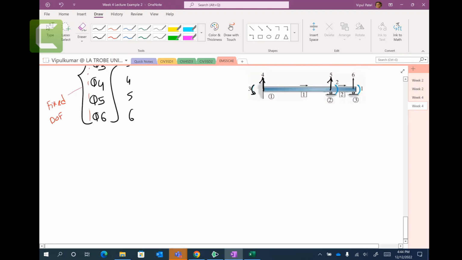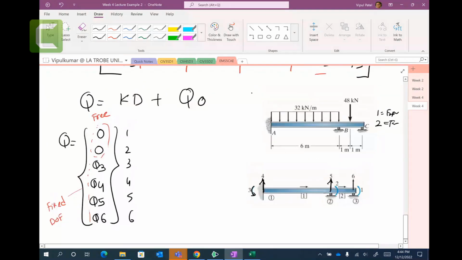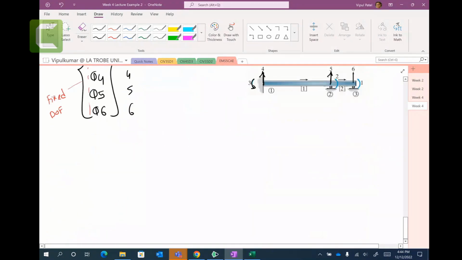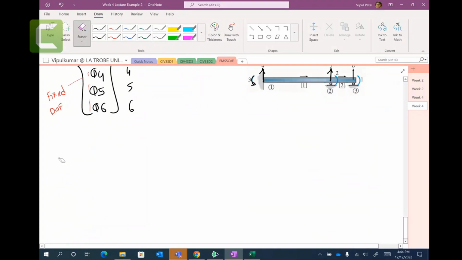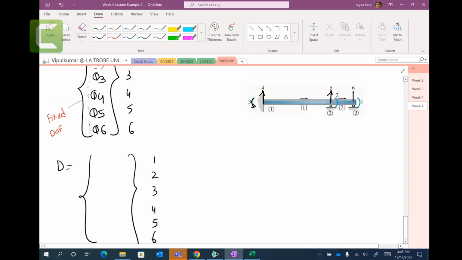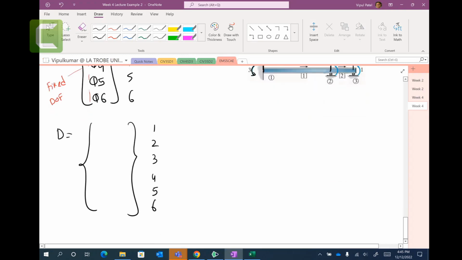All right. Now we can develop this K matrix, already there. Here, K matrix. D matrix we can develop. Oh, sorry. D matrix. Again, 1, 2, 3, 4, 5, and 6. Now in here, we have again 6 degrees of freedom.